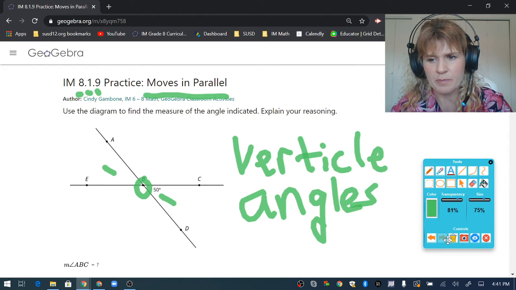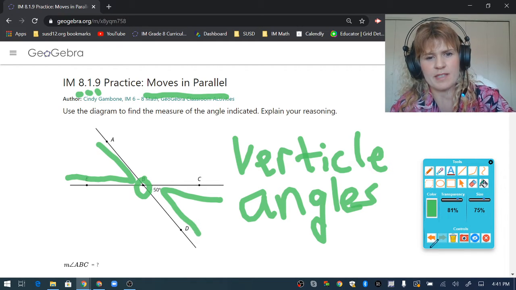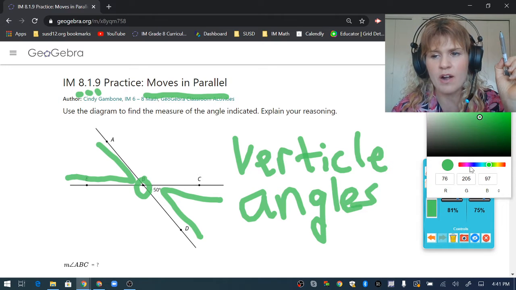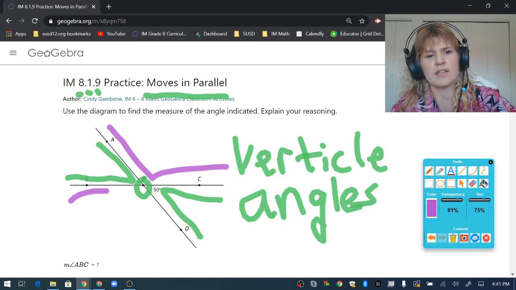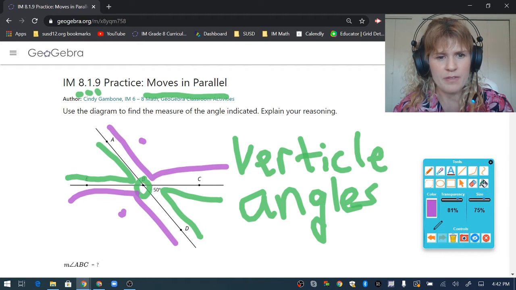Let me draw that a little better. Okay, angle ABE and angle CBD are vertical angles. They are across from each other at an intersection. Where two lines intersect, you get 4 angles. The purple pair, these are vertical angles, and the green pair, those are vertical angles.